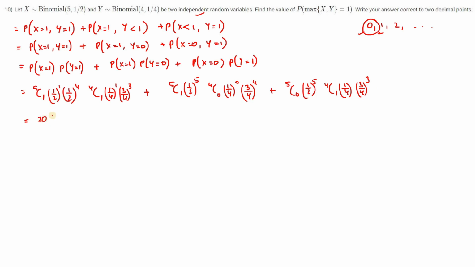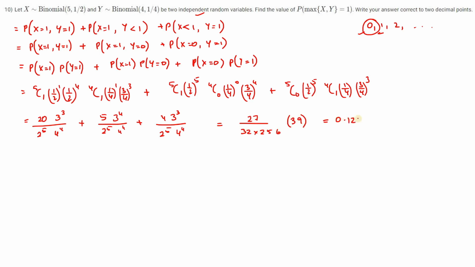20 into 3 cube divided by 2 to the power of 5 into 4 to the power of 4 plus 5 into 3 to the power 4 divided by 2 to the power of 5 into 4 to the power of 4 plus 4 into 3 cube divided by 2 to the power of 5 into 4 to the power of 4, and which is nothing but 27 divided by 32 into 256 into 39, and that is equal to 0.128.